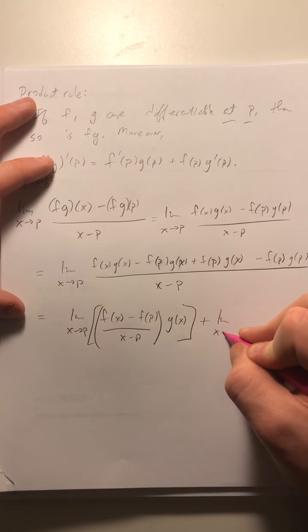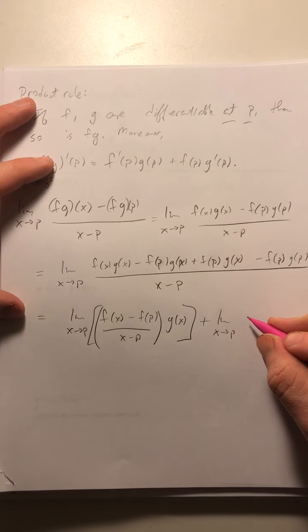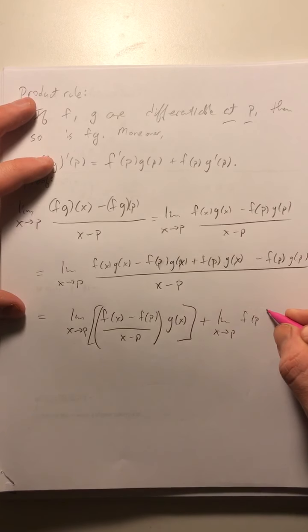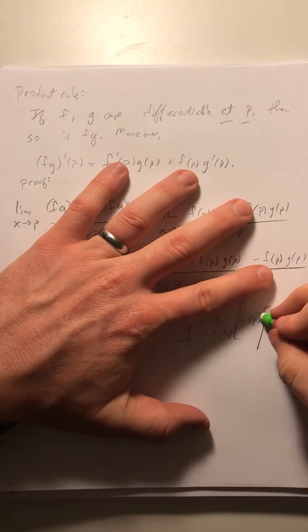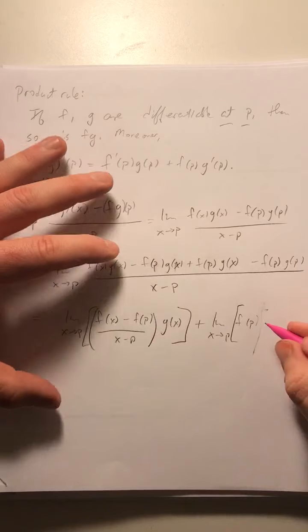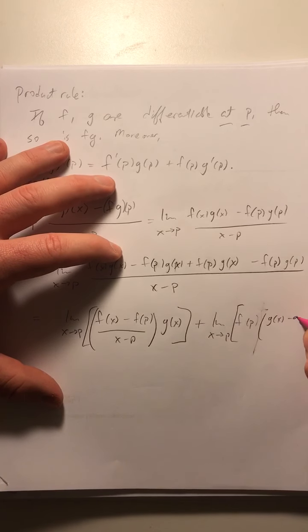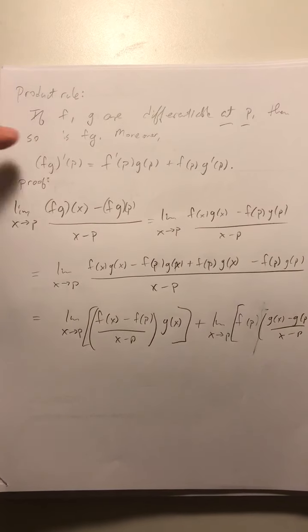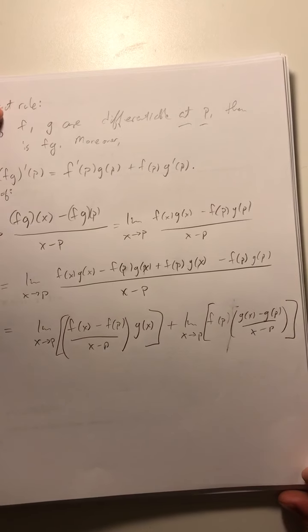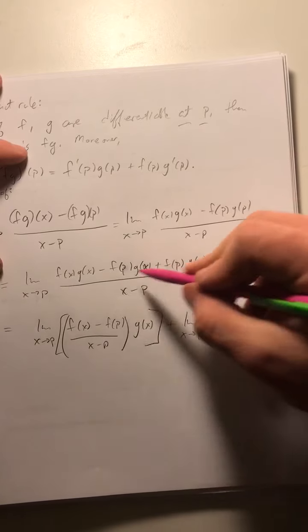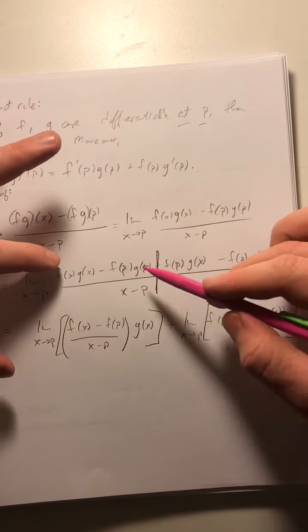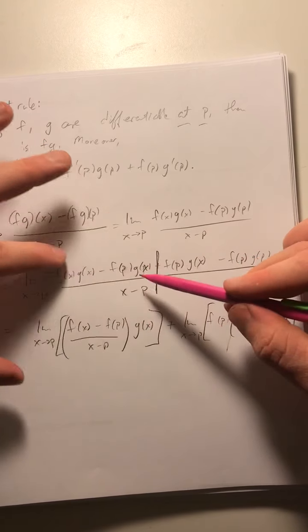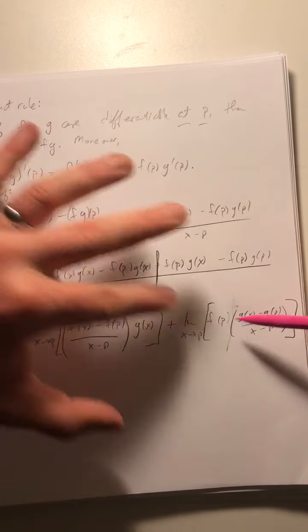plus limit as x goes to p of f of p, parentheses, g of x minus g of p over x minus p. Okay. So what I've done is I've taken this fraction and split it up right here in the middle into two terms. On the first term, I factored out the g of x. On the second one, I factored out the f of p.